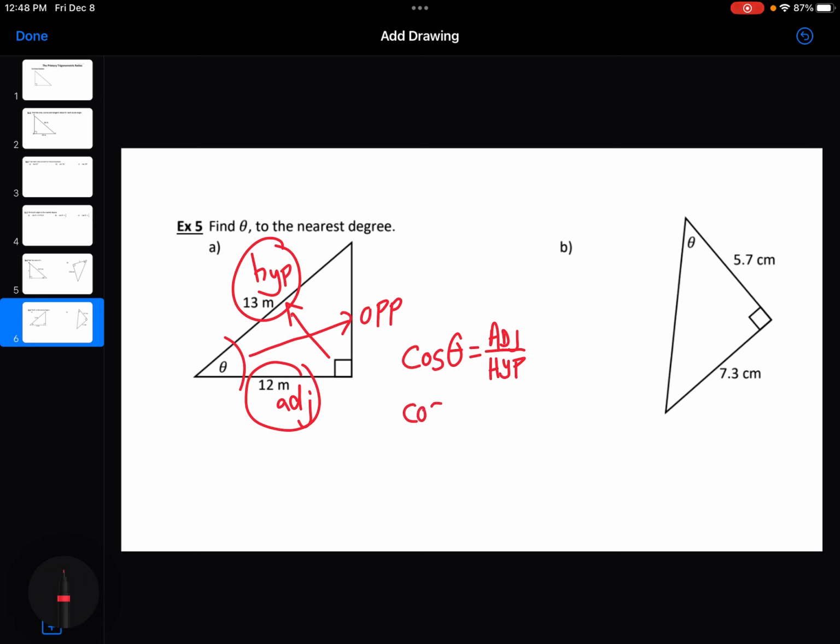That's going to be cos theta equals 12 over 13. And then for theta, we have to undo the cos. It's not dividing by cos, it's doing the inverse. So we have 12 over 13. We put this into our calculator and you push the shift button, and you should be able to get 22.6 or 23 degrees. Again, I'm going to let you try B on your own.